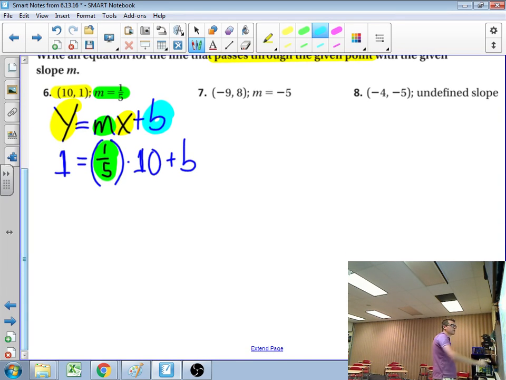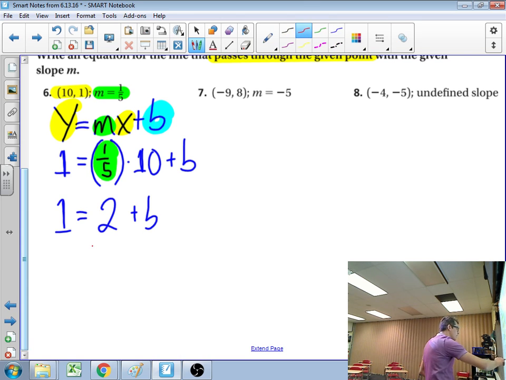But now I can derive that by solving this equation for the b value. So I now have 1 equals, well, what's 1/5 of 10? That would be 2 plus b. To get rid of that 2, since it's a positive 2, we just subtract away 2 from both sides. Might as well show my work here. And b is going to be a value of -1.